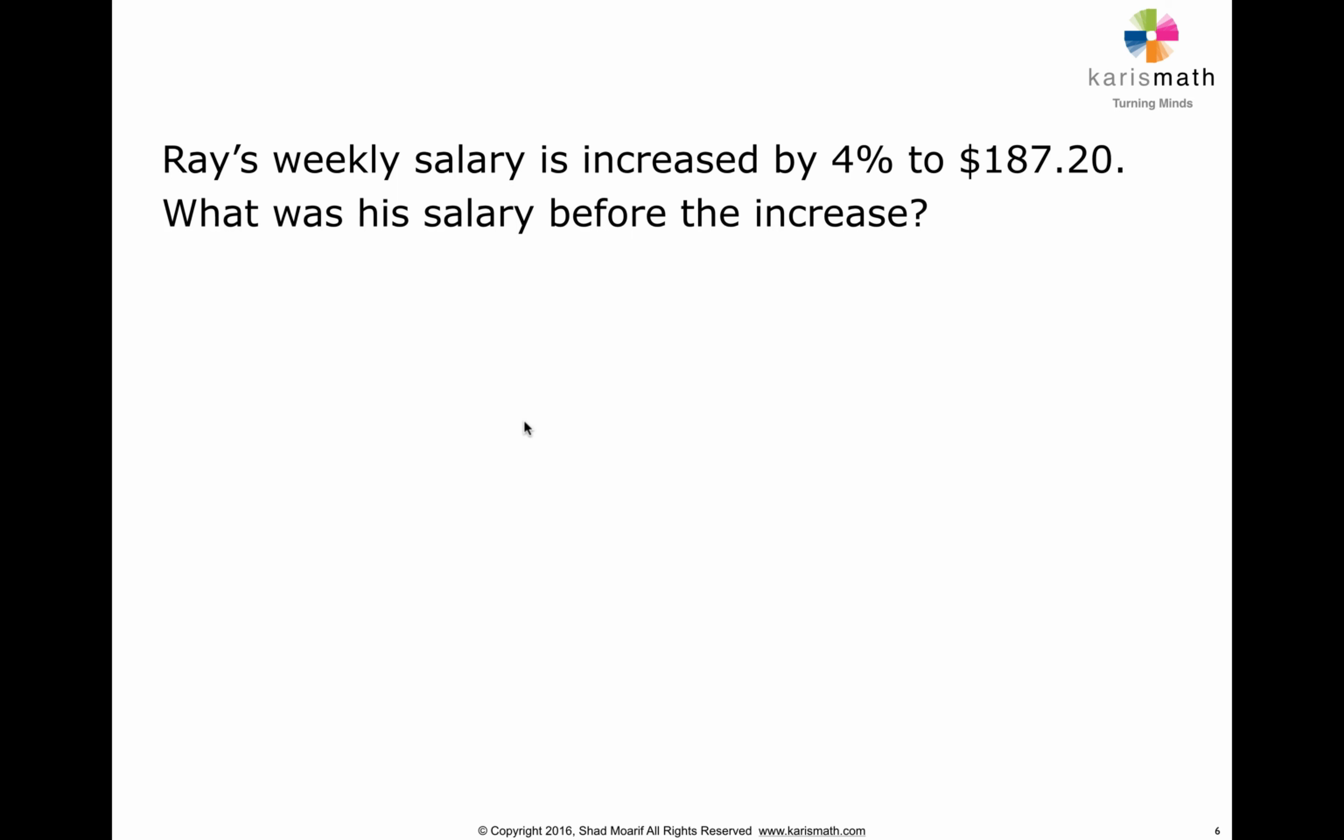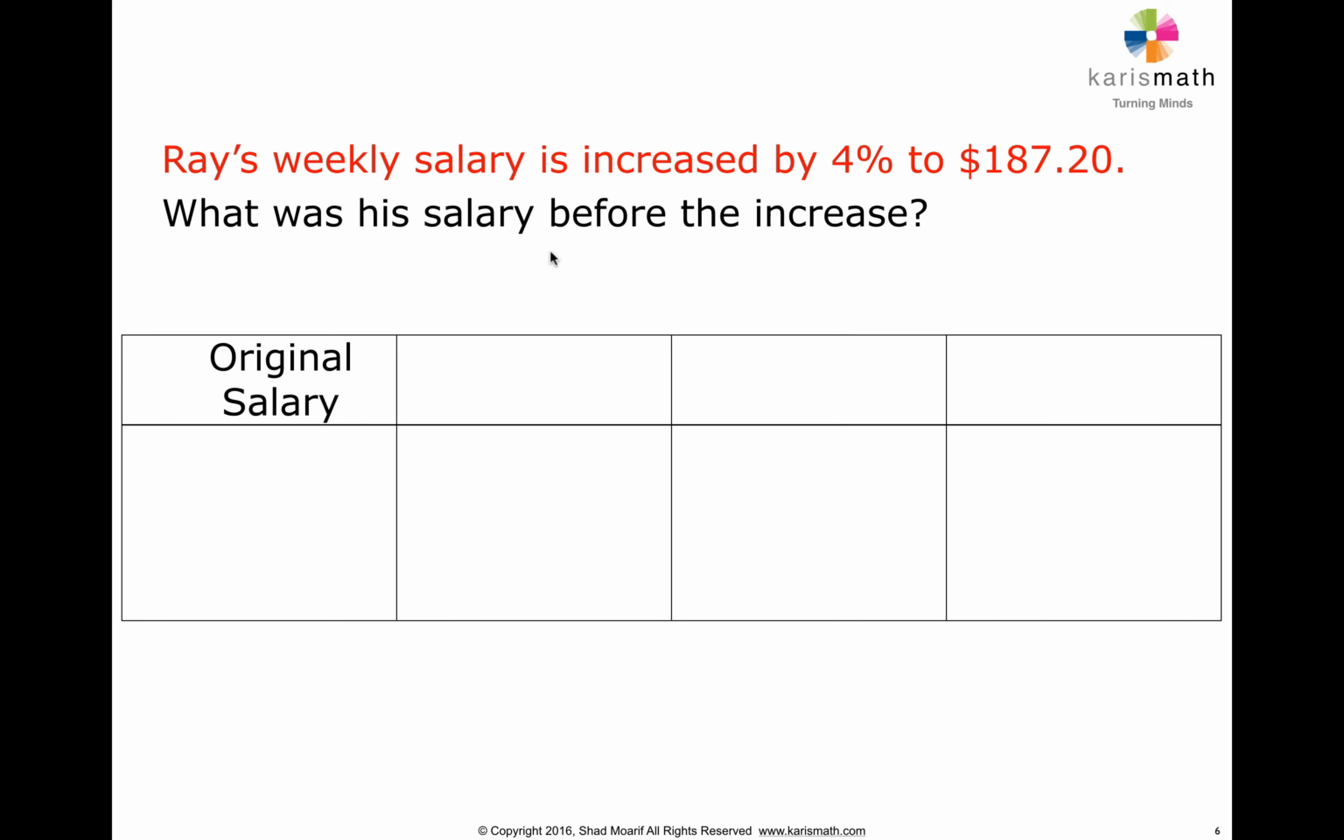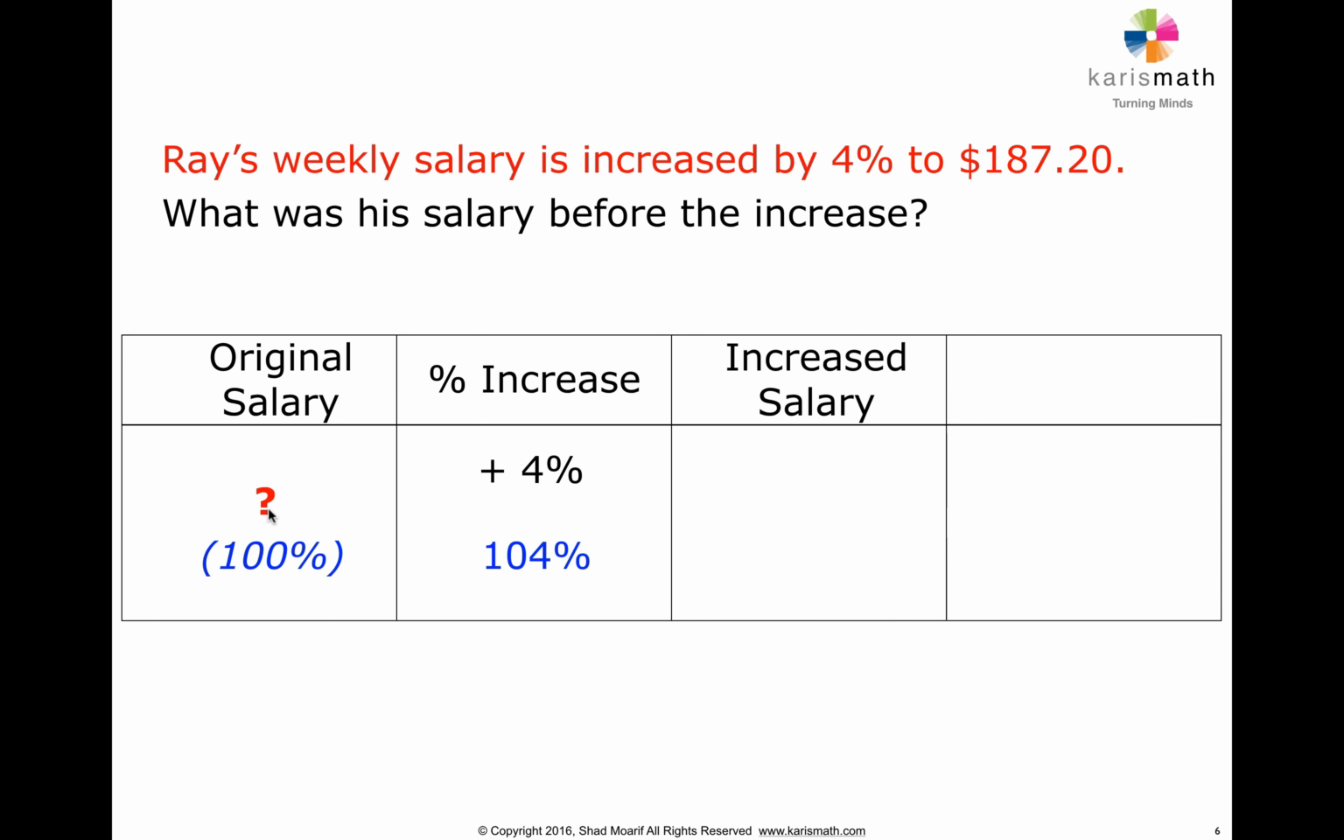Here's another example of a very common problem you'll get, a word problem. Ray's weekly salary is increased by 4% to $187.20. Now, if you want to record this, what was his salary before the increase? Now, we don't know what the salary was. The original salary, we have no idea. That's what we're trying to find. But we know that the original salary was increased by 4%. So we don't know what this is, but we know if the original salary was 100% and it was increased by 4%, that means the new salary has to be 104% of the original salary, right? So the increased salary or the new salary would be 104% of the original salary.